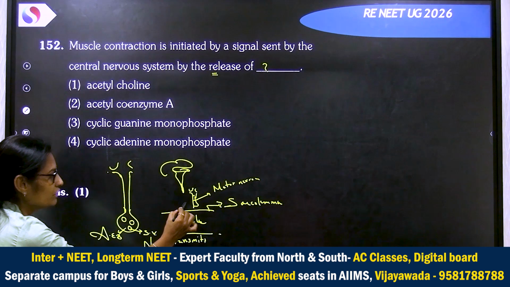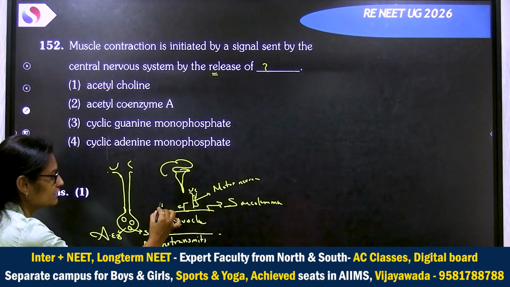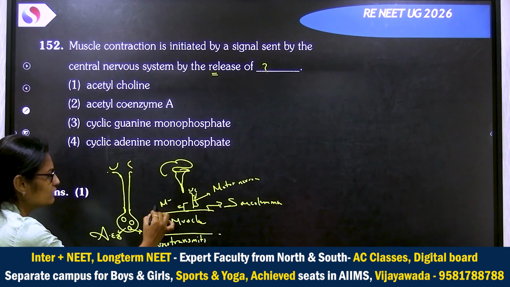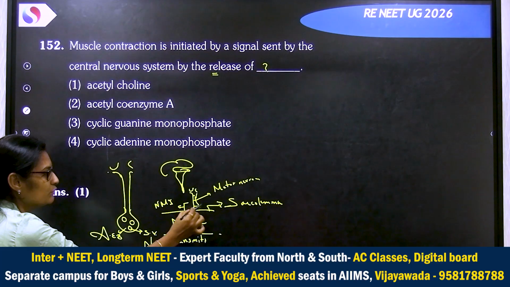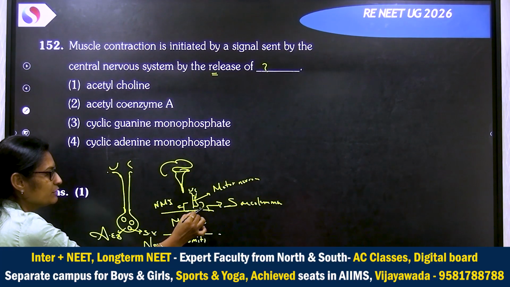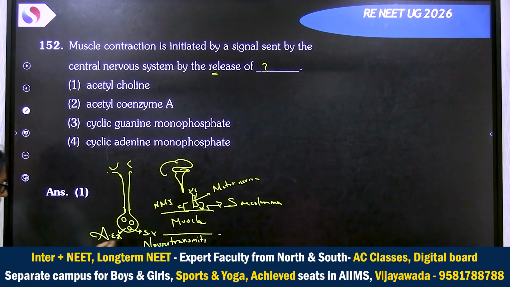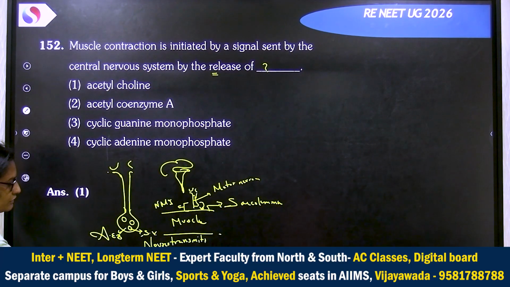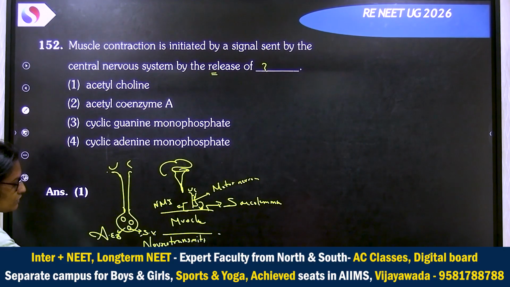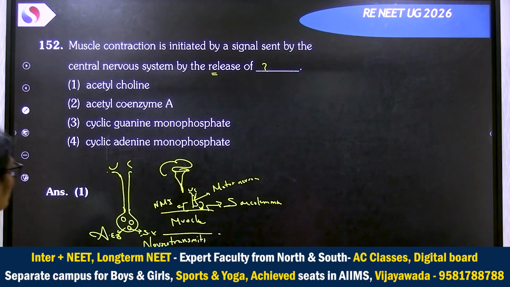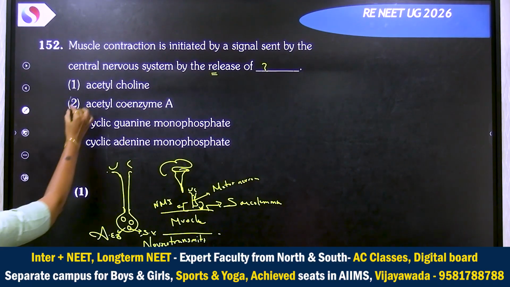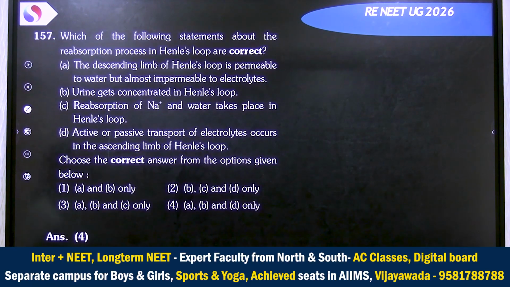Here we are talking about a neuromuscular junction, that means from neuron to a muscle. So what is the chemical which is used to transmit the impulse from neuron to muscle? As I told you, these synaptic vesicles are loaded with a neurotransmitter. The name of the neurotransmitter present in these synaptic vesicles is acetylcholine. So which option talks about this out of these four options? In the sense, acetylcholine is the one. We'll move to the next one.